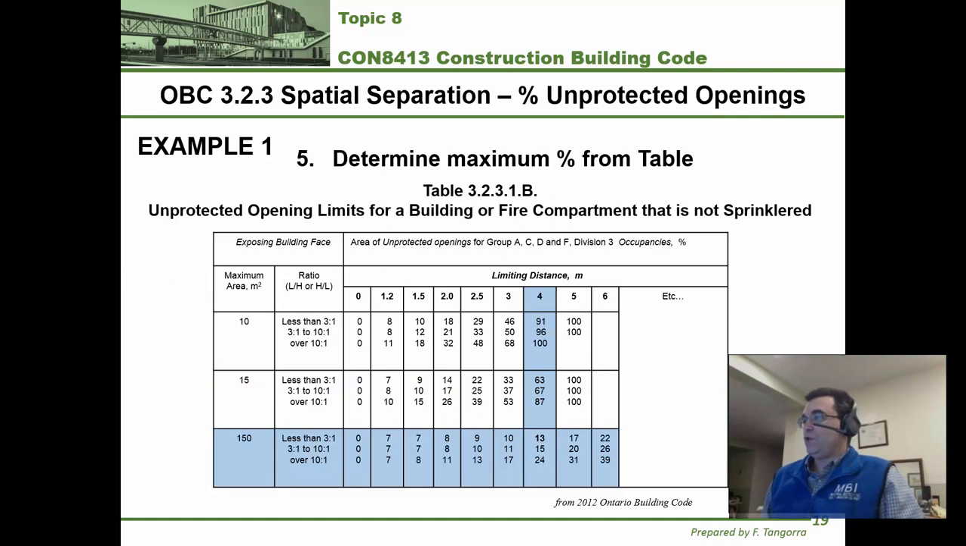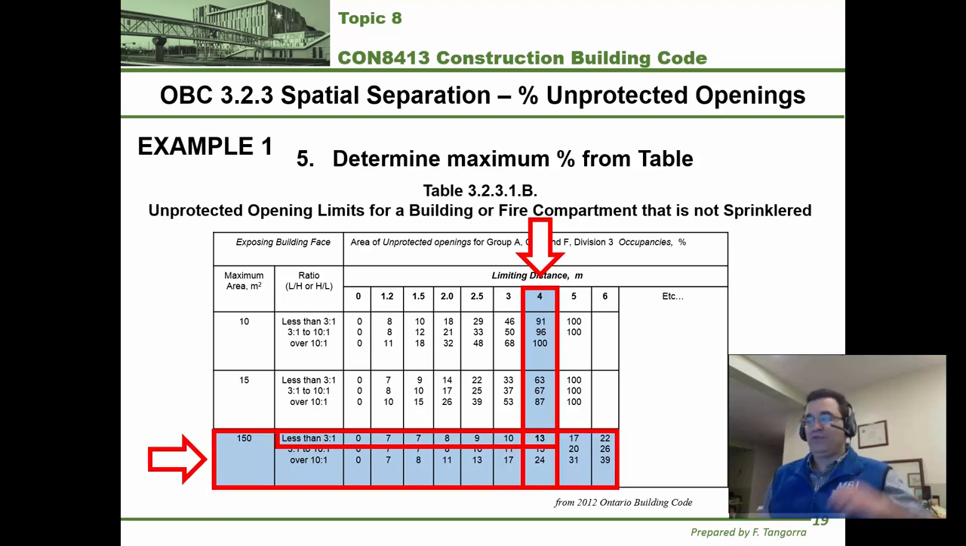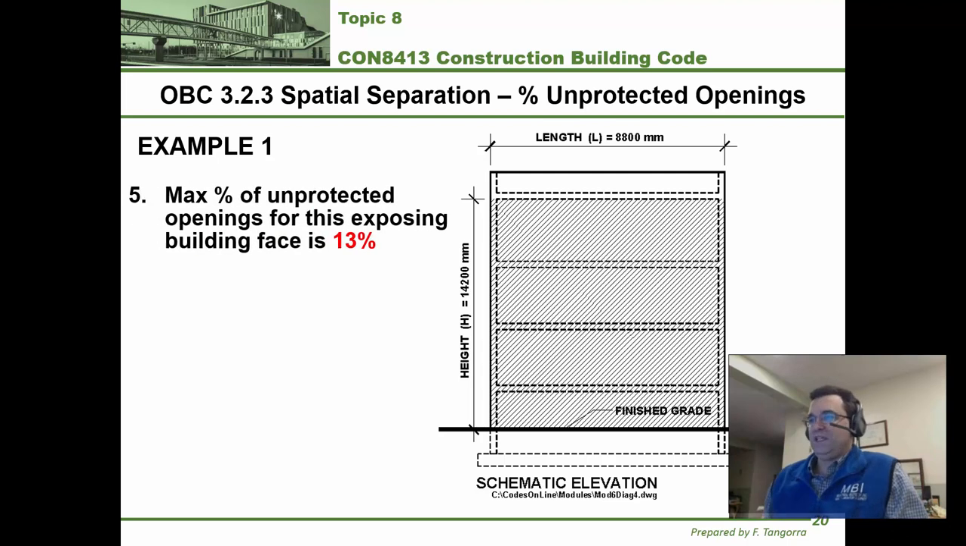Great. So then we go to the table, and in that table, we basically play our game of battleship. We find the correct column for that limiting distance. We find the correct row, 150 square meters. And then within that, we use the correct row for the ratio, less than 3 to 1. Do you see the number that comes from that intersection? 13? Great. So 13 is the percentage area. That's what the inside of that table is. It's the percentage of that face that's allowed to be unprotected. 13% of that face is allowed to be unprotected. I mean, it could just be holes for all the building code says for protection purposes.